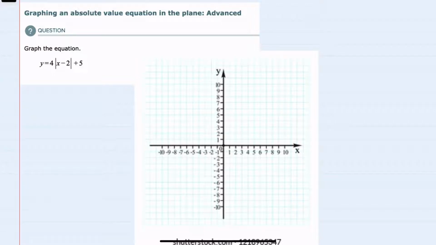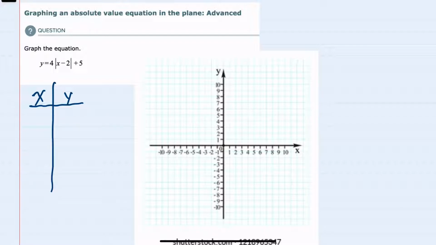In this video, I'll be helping you with the ALEKS problem type called graphing an absolute value equation in the plane advanced. We're going to be graphing y equals 4 times the absolute value of x minus 2 plus 4. And to do so, I'm going to create a table. And similar to other problems, I'm going to graph 5 points on the graph and use those to draw the graph.